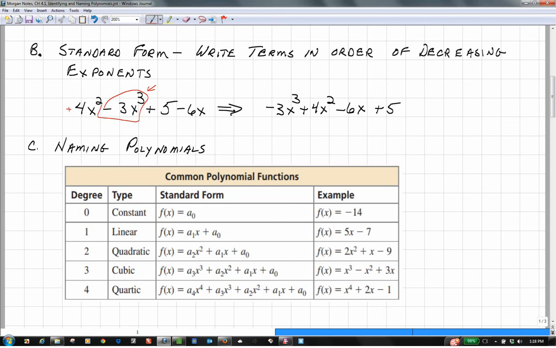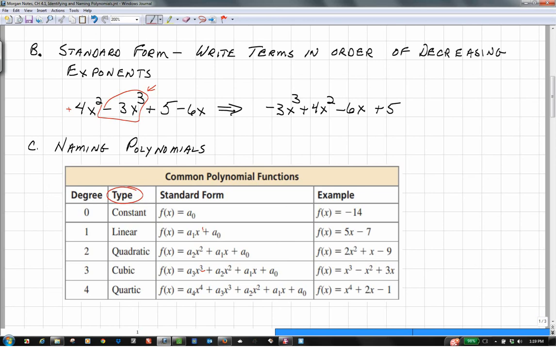We know that if the power on the x is 1, that's just a straight line. It's called a linear. We know if the highest degree is a 2, it's called a quadratic. If the highest degree is a 3, it's called a cubic. And if it's a 4th power, it's called a quartic, Q-U-A-R-T-I-C. So if it says state the type, that's what that means. This is the type, means give it the name that it's supposed to have.